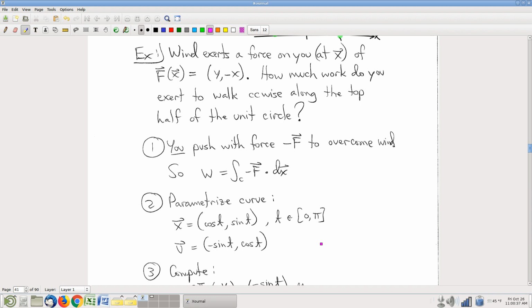Well, I'm going to lean in. I'm going to be pushing that way. Because if I didn't lean in, if I just stood there thoughtlessly, the wind would just blow me over. So I'm applying a force that's like that, and that's the negative of the given force.